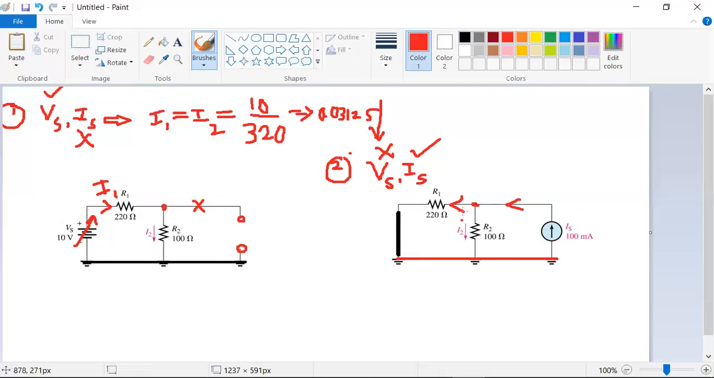For finding I2, you should use the current division rule. What does the current division rule state? I want to know the I2 current. I2 is equal to the total current, that is Is, multiplied by the opposite resistance. What is the opposite resistance? Yes, the opposite resistance R1, over the total resistance R1 plus R2.